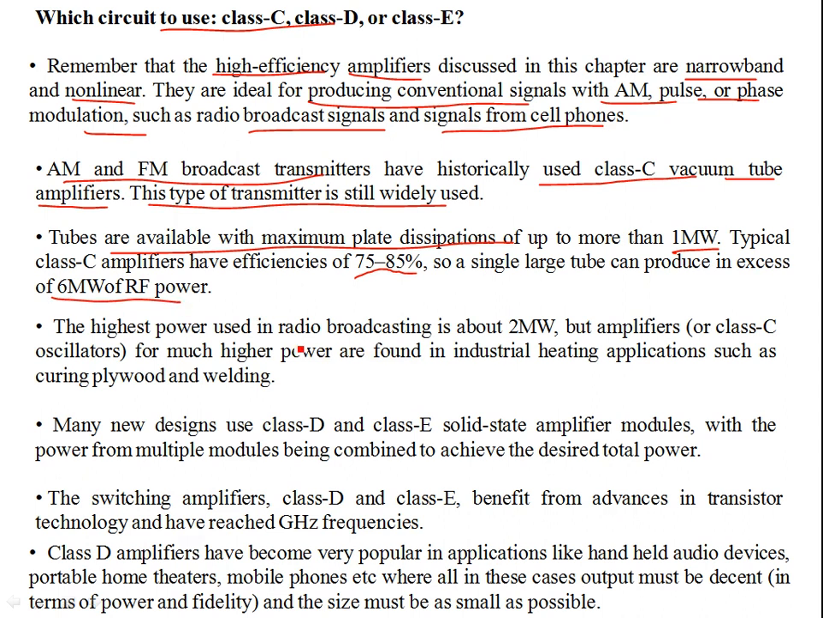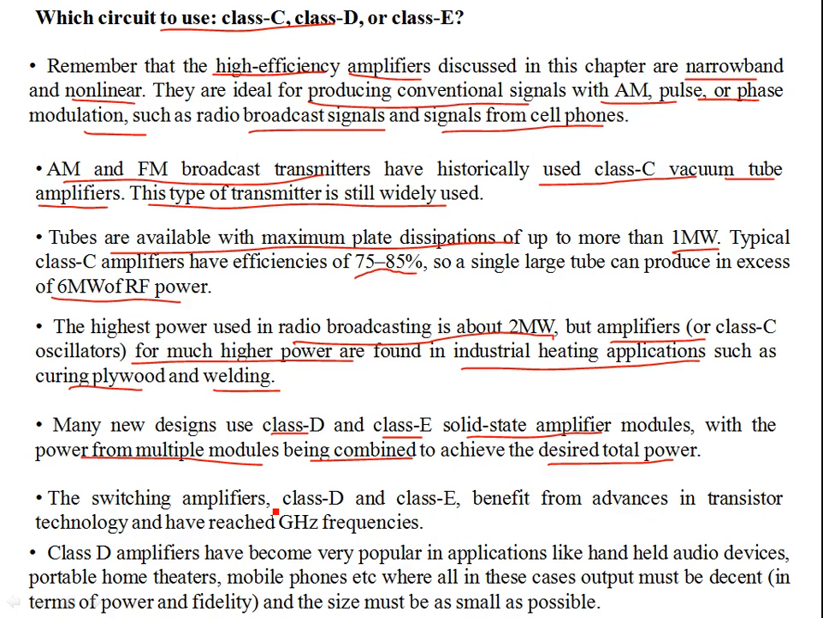A typical radio broadcast has a power requirement of about 2 megawatts, but Class C oscillators for much higher power are found in industrial heating applications. Since they are very efficient and don't lose much power, you can save on electricity, and they can be used for industrial heating, such as curing plywood and welding applications. Now there are many new designs that use Class D and Class E solid-state amplifier modules, with power from multiple modules being combined to achieve the desired total power, at an efficiency of around 100%.